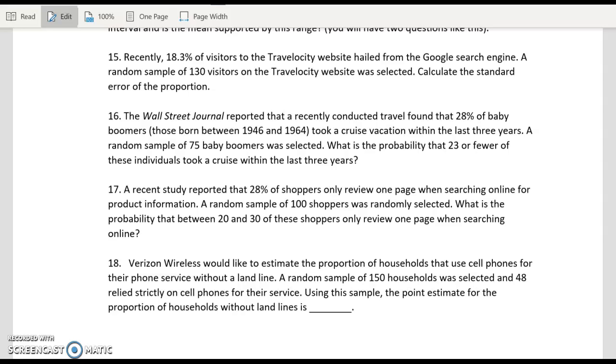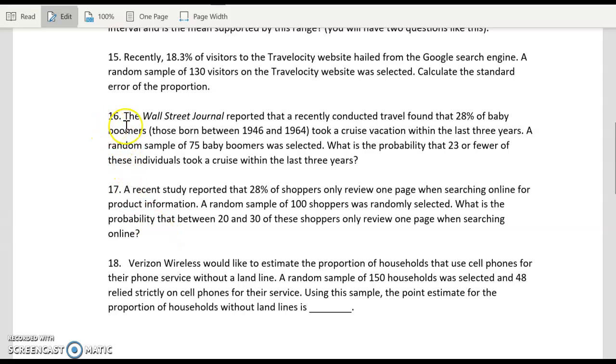Okay, this time we're looking at question 17, and it says a recent study reported that 28% of shoppers only review one page when searching online for product information. A random sample of 100 shoppers was randomly selected. What is the probability that between 20 and 30 of these shoppers only review one page when searching online?